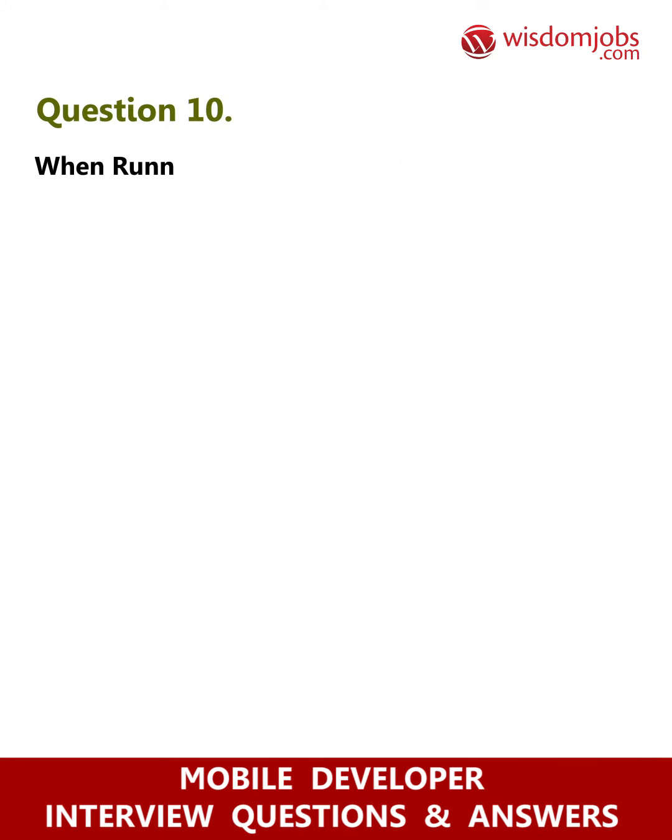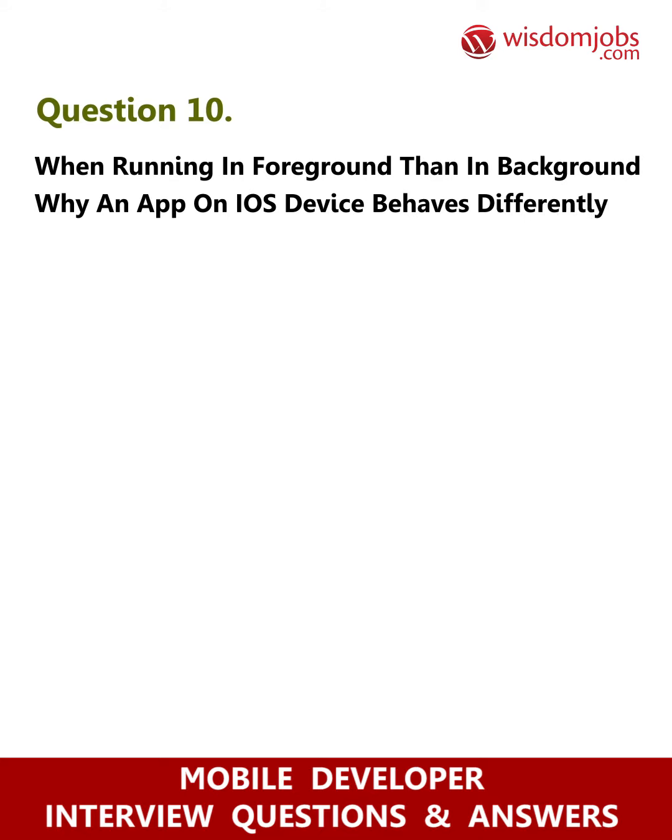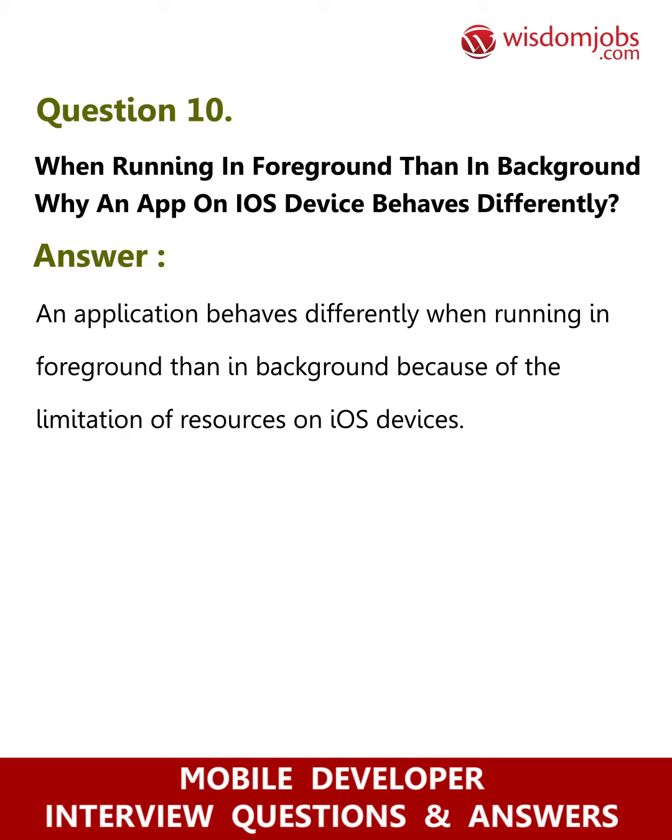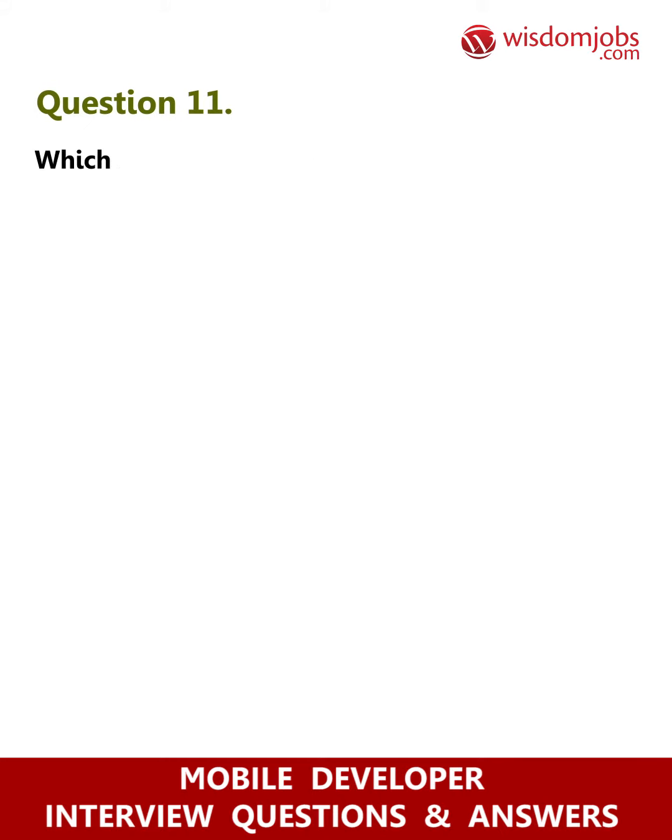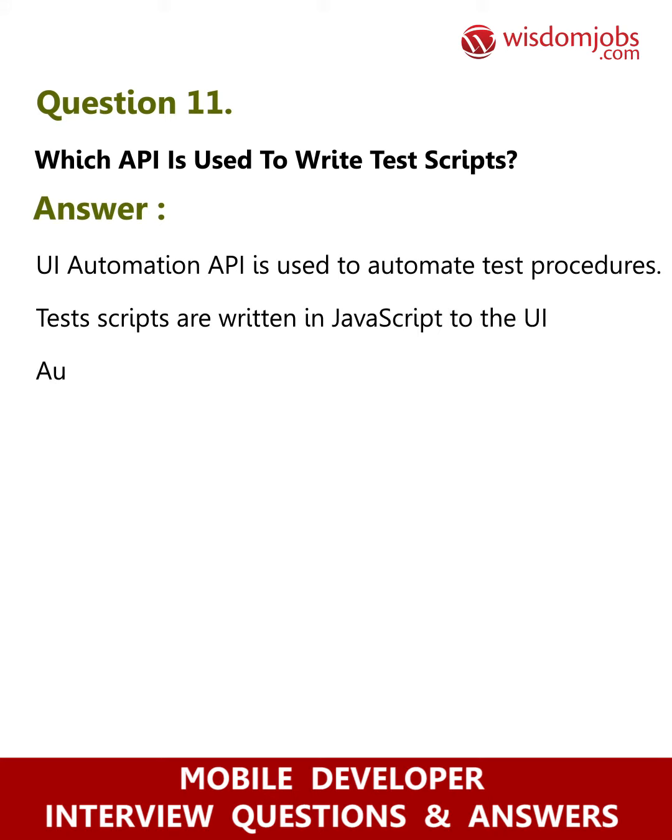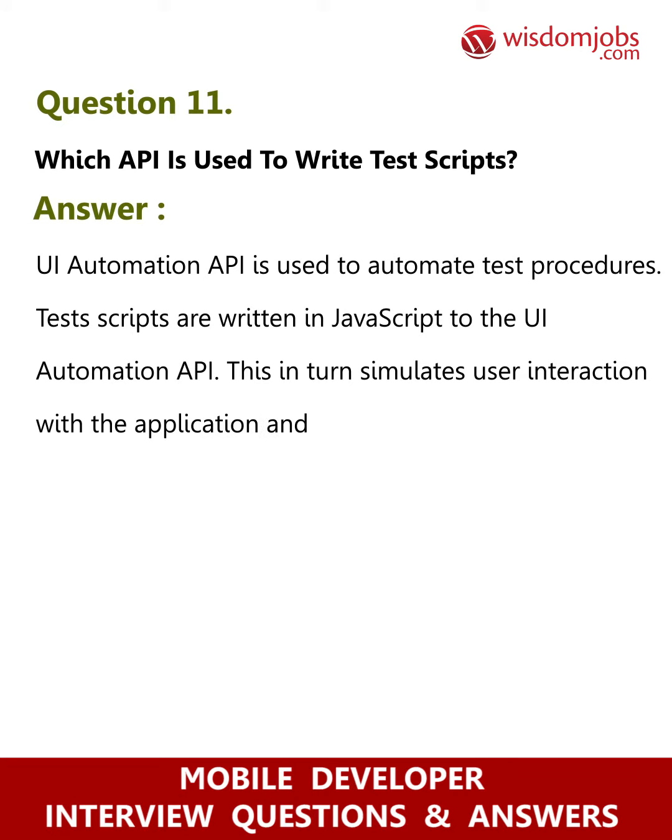Question 10. When running in foreground than in background, why does an app on iOS device behave differently? Answer. An application behaves differently when running in foreground than in background because of the limitation of resources on iOS devices. Question 11. Which API is used to write test scripts? Answer. UI Automation API is used to automate test procedures. Test scripts are written in JavaScript to the UI Automation API. This in turn simulates user interaction with the application and returns log information to the host computer.